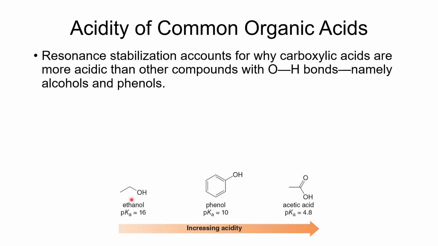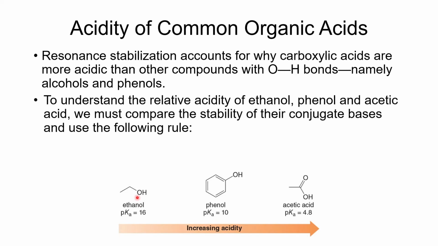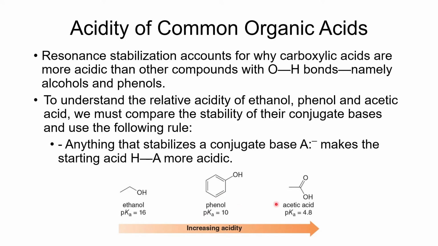Now, we wouldn't normally think of ethanol as an acid, but in organic chemistry, it's an acid when you put it in with a strong base. It's an acid, so we'll consider it in that respect. So we do need to look at the stability of the conjugate base. We're going to find, and this goes all the way back to chapter 2 of our textbook, anything that stabilizes the conjugate base is going to make your acid more acidic. So anything that stabilizes the conjugate base makes the starting acid more acidic.